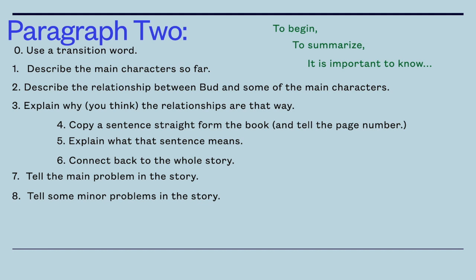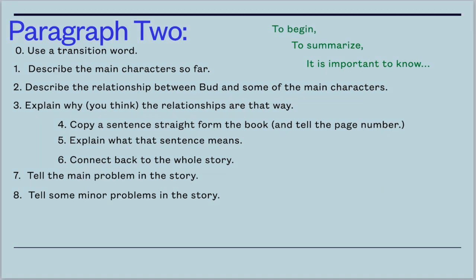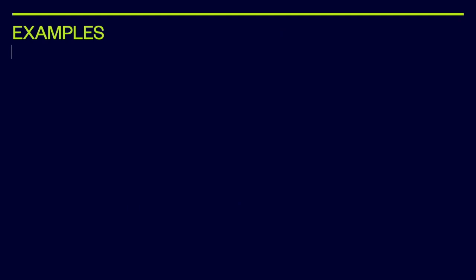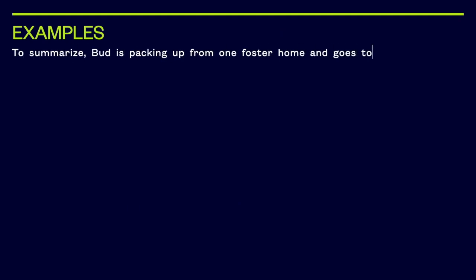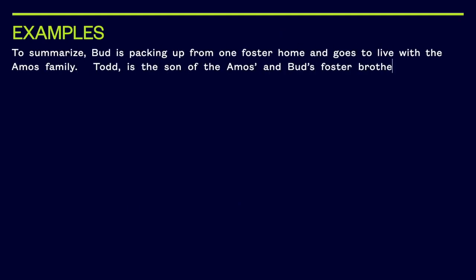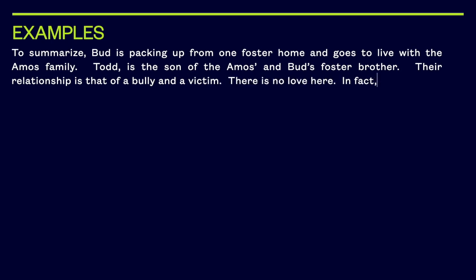But you need at least one sentence to describe the main character. You need at least one sentence that tells the main problem. And then in the editing process, you can put the sentences in different orders. So let me show you an example of what that second paragraph should sound like. Read this paragraph to yourself, and you'll have an example.